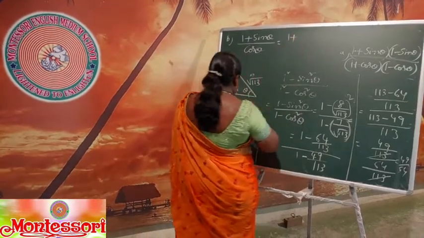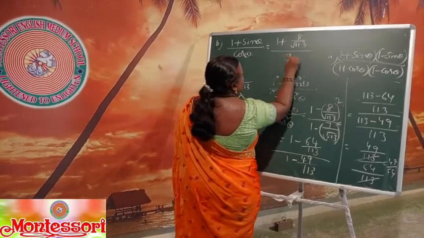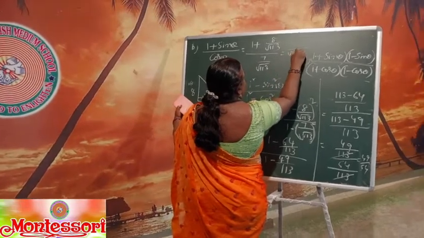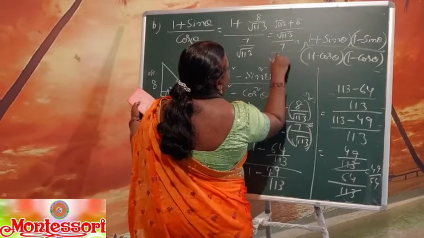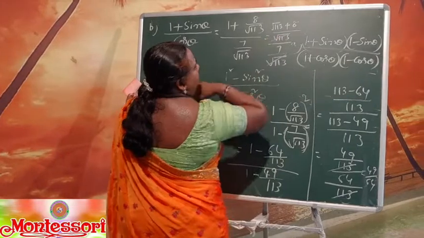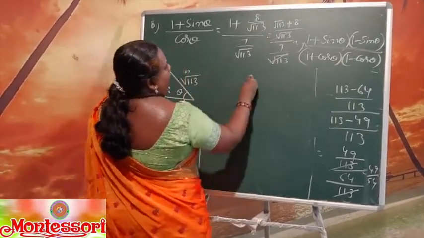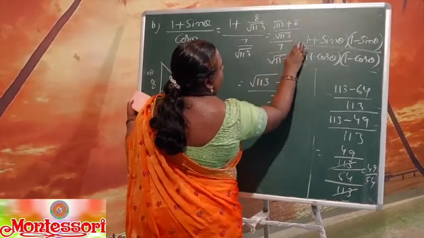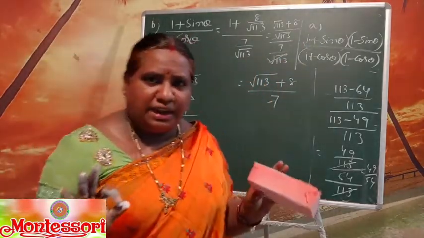1 plus sin theta how much? 8 by root 113. Cos theta how much? 7 by root 113. LCM is root 113. So root 113 plus 8 by 7 by root 113. We know that fractions will get reversed and both denominators get cancelled, and finally the answer is root 113 plus 8 by 7. So this is the option. Okay, are you clear about this?